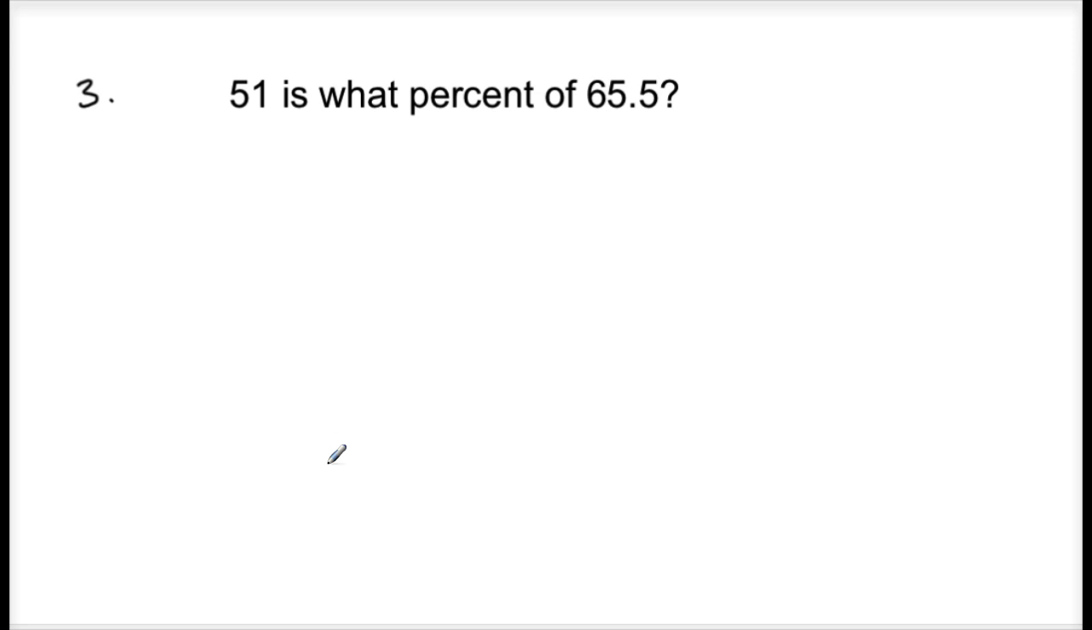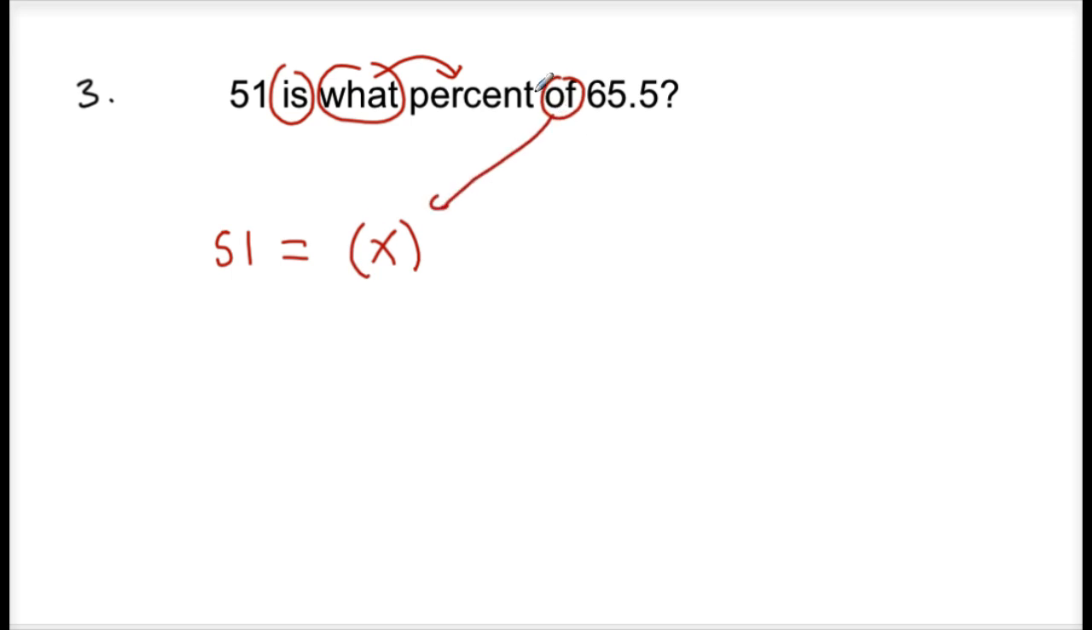51 is what percent of 65.5? So again, identify my equal sign. My is equals. 51 is what percent? So my percent's missing. What do we call something that's missing? My variable x. So x of 65.5, so I'm going to multiply by the word of, and then 65.5. If you want to write this a little nicer, we're used to seeing it this way. 51 equals 65.5x.